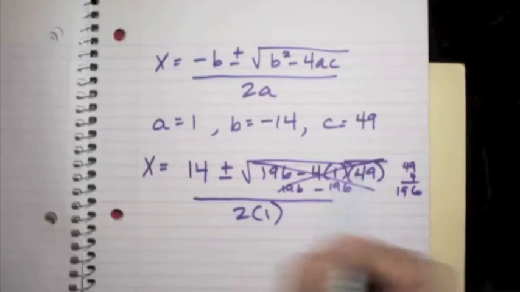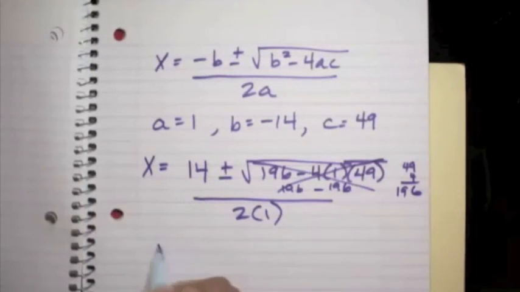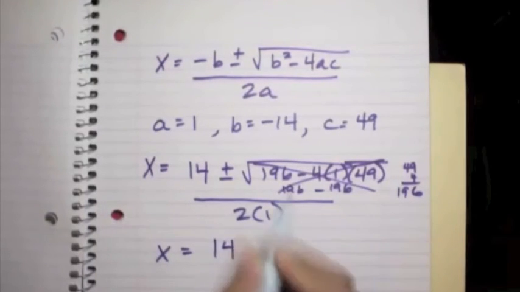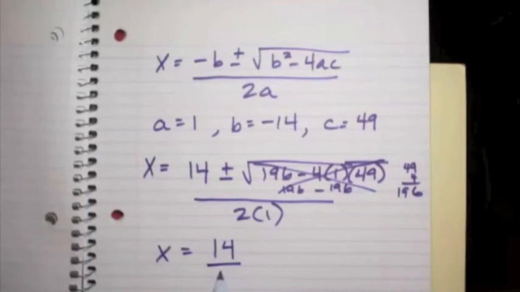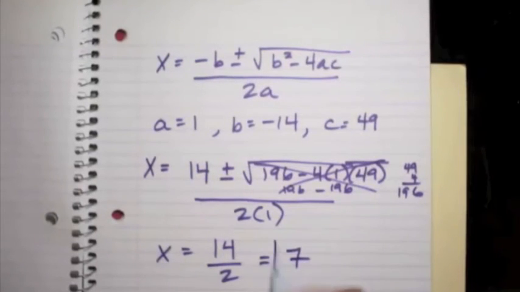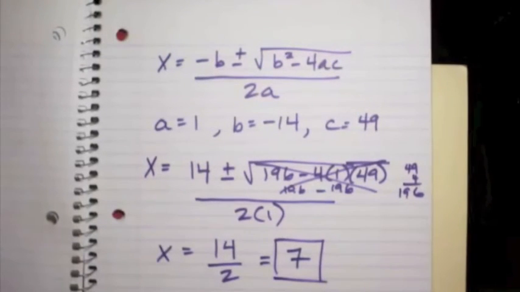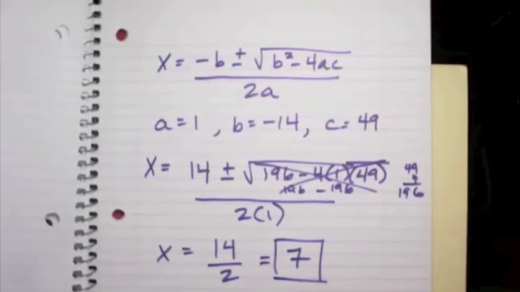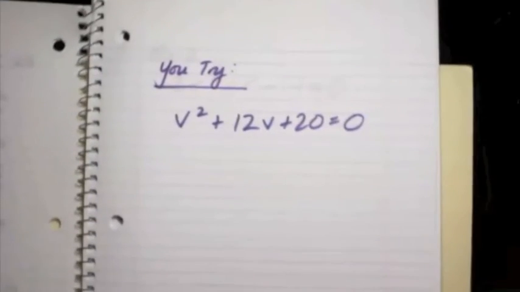Okay? And remember, all of this is over 2 times a, so 2 times 1. So since all of this is 0, x is equal to 14 plus or minus nothing, all over 2. And 14 over 2 is 7. So x is equal to 7. Okay, so I want you to try this one here. Bring it to class tomorrow and we will go over your answer.